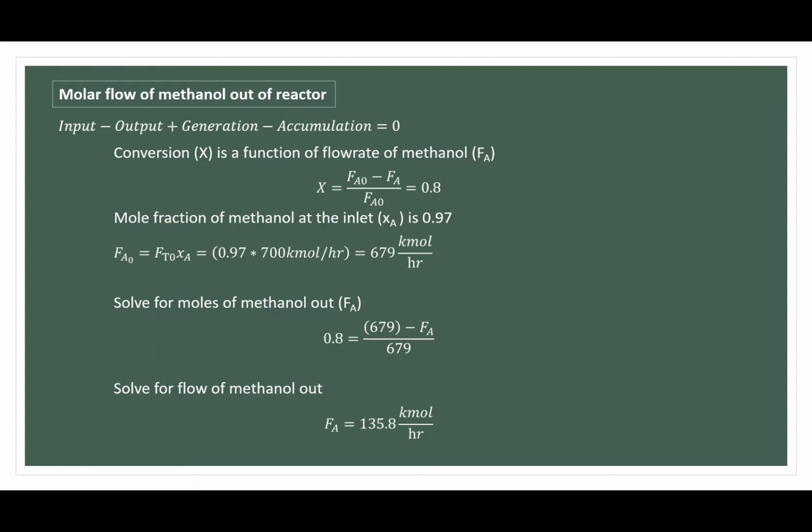In order to determine how much A is going into the reactor, we had to multiply the mole percent of A of the feed times the amount of moles going into the reactor, giving us 679 kmols per hour of methanol itself. The remainder of that is made up of water. Next, we solved for the moles of methanol out using the above equation, setting it at 80%, and we came back with 135.8 kmols per hour of methanol out of the reactor at this selected conversion rate.